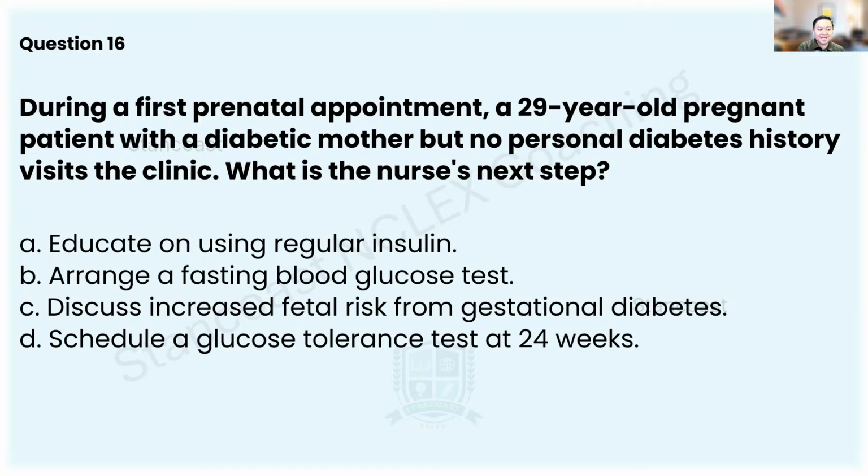First prenatal appointment. 29-year-old pregnant patient with diabetic mother but no personal diabetes history visits the clinic. So what would be the initial step the nurse should plan on doing? Would that be A or B? Or is it C or D?